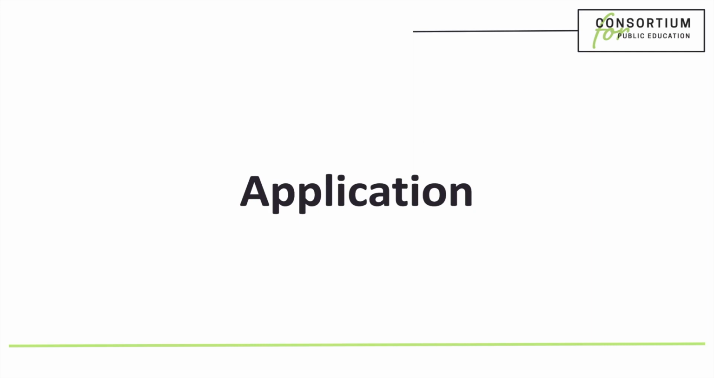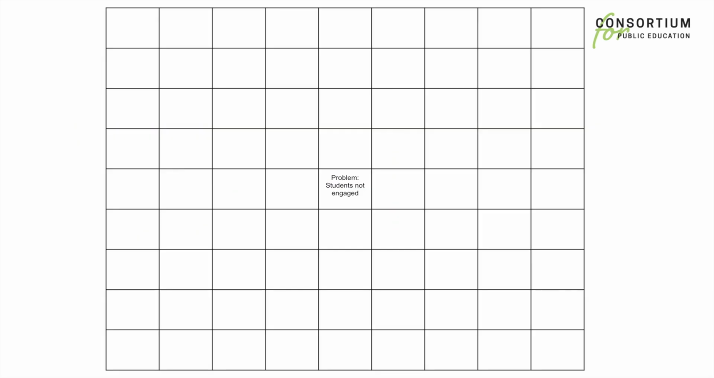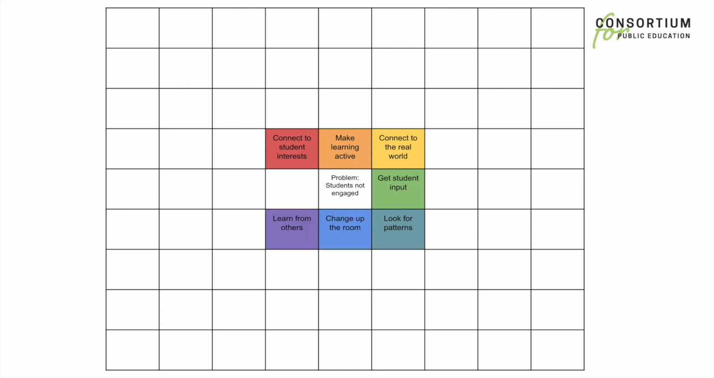So here's our application. Scenario. Students are not engaged in class. So we put our problem at the center of our 9x9 grid, and then we begin to add possible solutions. So perhaps we look at connecting to student interests, or trying to make learning more active, connecting to the real world, seeking student input, looking for patterns to see if there's a reason behind their disengagement. We change up the room, seek to learn from others who are maybe engaging students better. We strive to look for ways to make learning more exciting.